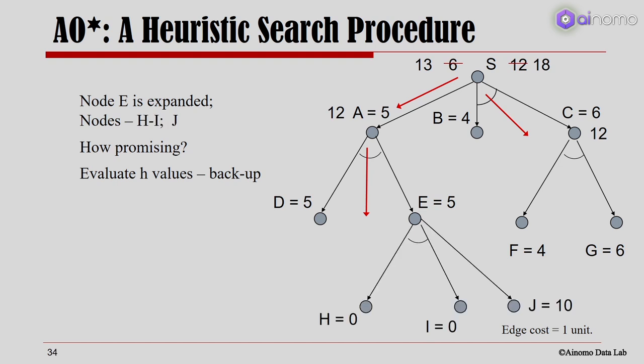Now, node E has a 2 connector leading to H and I, and a 1 connector leading to J. If you look at which way to follow at this point, you will realize that the cost of the 2 connector is 0 plus 0 plus 2, which is 2, and the cost of the 1 connector going to J is 10 plus 1, which is 11. So, on this side it is 2 and on this side it is 11. So, we will rather take this path.